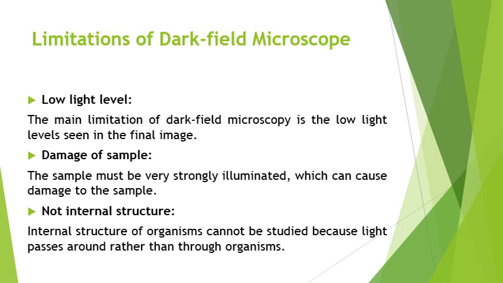So here we have some of the limitations or disadvantages of dark field microscope. Firstly, the light level or light intensity is very low in this dark field microscope. So the final image exhibits a low light level that causes distortion. The second one is that sometimes the specimen or dust and other particles scatter the light and are easily observed through the ocular or through the eyepiece.